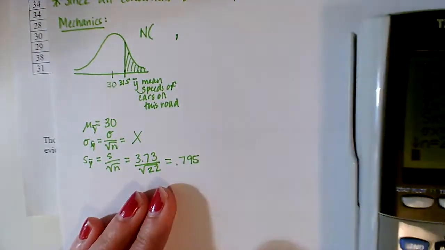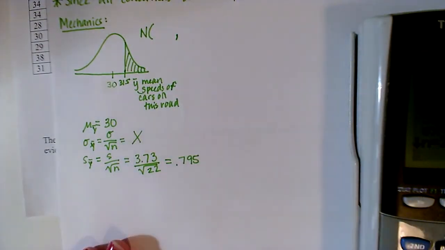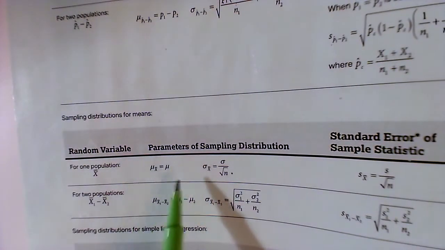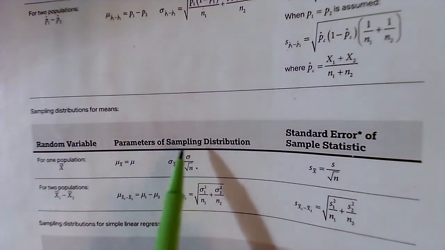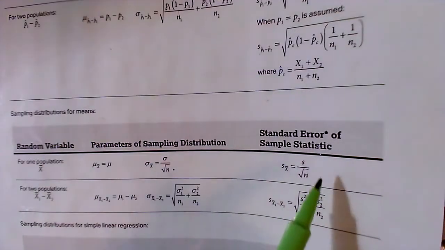Okay, now let's look at this part down here. These formulas come directly from the AP formula chart. This is sampling distributions for means. So this is the mean. This is the standard deviation. This is the standard error.